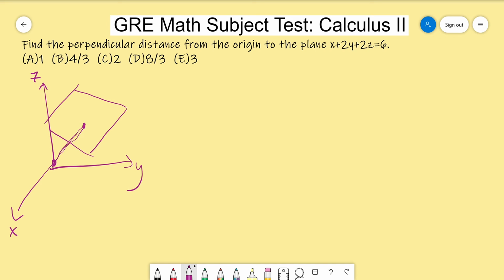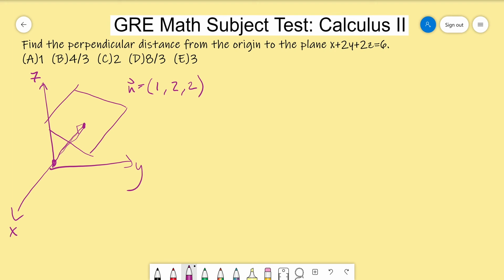In other words, we're looking for the length of the line between the origin and some point on the plane, such that this line makes a right angle with the plane. In other words, it's perpendicular to the plane. Well, what you have to remember is that the normal vector to the plane, which is perpendicular to the plane, or one of them anyway, can be found easily by the coefficients of the x, the y, and the z in this equation. So in other words, the normal to the plane has the form 1, 2, 2.